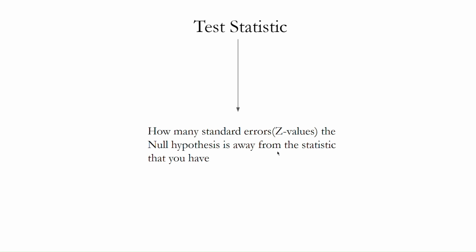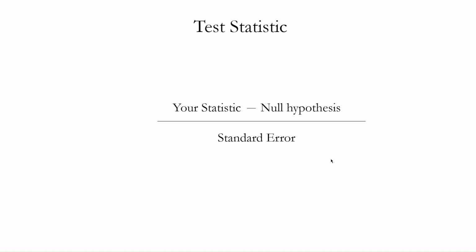So I'm going to show you guys the formula again. First, you have to get your statistic. That's your statistic. Let's say it's an average of 100 or whatever, minus the null hypothesis. That's the claimed average, divided by the standard error. If you do not know what standard error is, go check out the video in the description. I already explained what standard error is clearly.